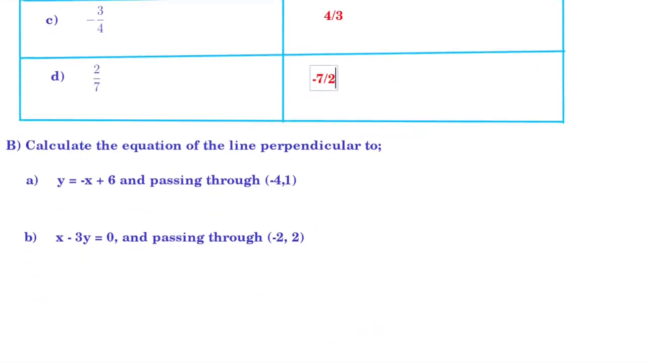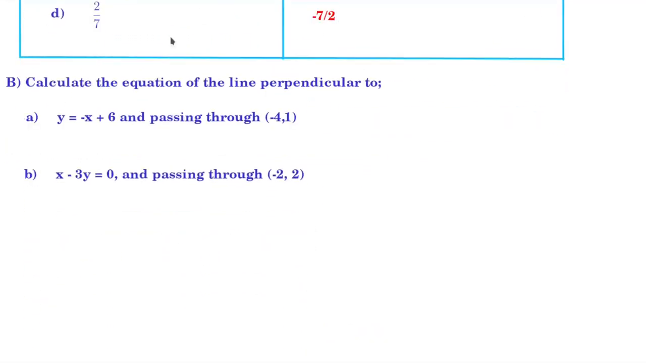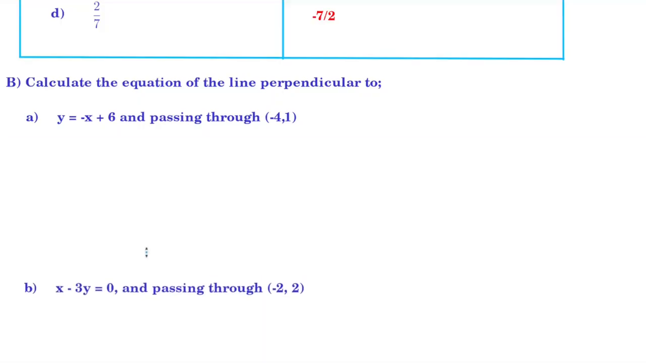Now let's go to number B. You are required to calculate the equation of the line perpendicular to y equals negative x plus 6 and passing through (4, negative 1). Then the gradient of this line is the coefficient of x, and the coefficient of x is negative 1.